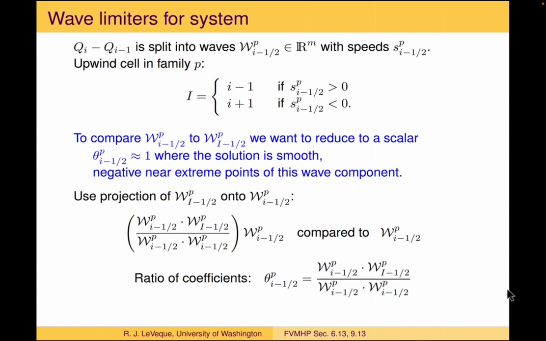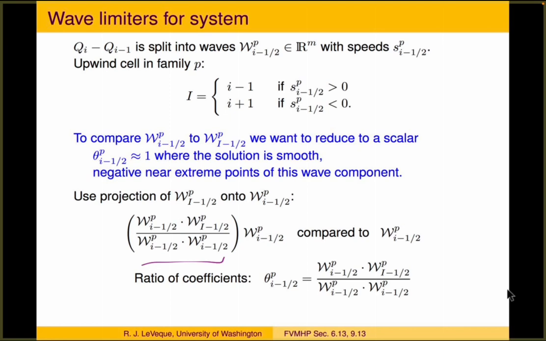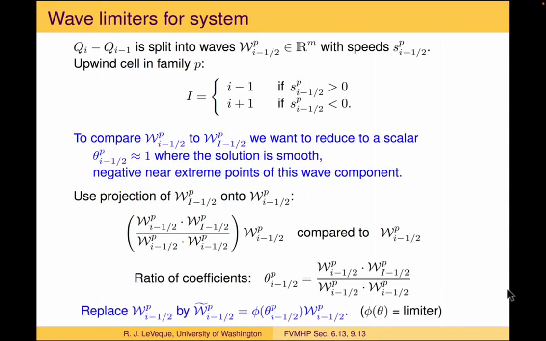So we'll define this theta to be exactly this scalar coefficient, which is the inner product of W_{i-1/2} with W_{I-1/2} divided by the inner product of W_{i-1/2} with itself. That's the appropriate scalar here when you compute the projection. And then again, we'll replace the wave we're trying to limit with this W_p tilde, which we get by applying some limiter function to this theta, and then scaling the wave by that. And again, the same set of limiters that we talked about originally for scalar advection can be used here.